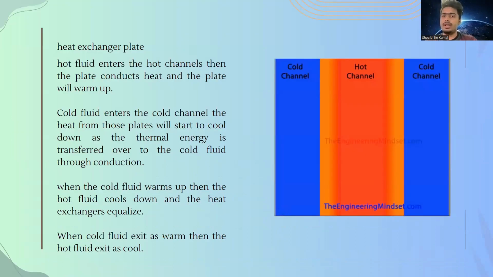So basically, in the heat exchanger plate, the hot fluid enters through the hot channel, then the plate conducts heat and the plate will warm up. After that, the cold fluid enters the cold channel, and the heat from the plates will start to cool down as the thermal energy is transferred over to the cold fluid through conduction, as you can see from the picture. Then, when the cold fluid warms up, the hot fluid cools down, and the heat exchanger will equalize.